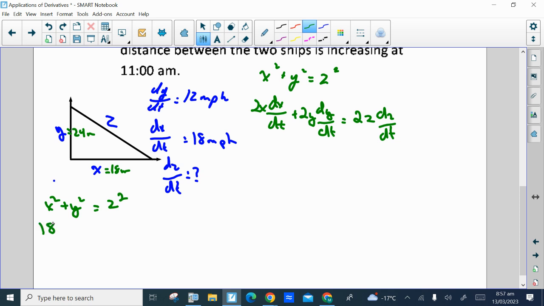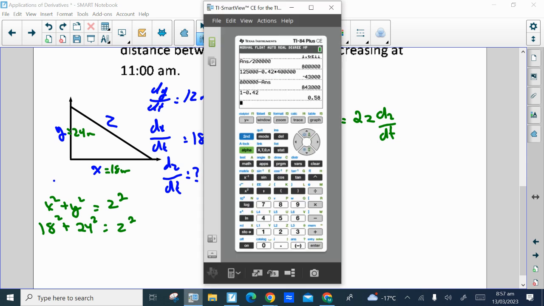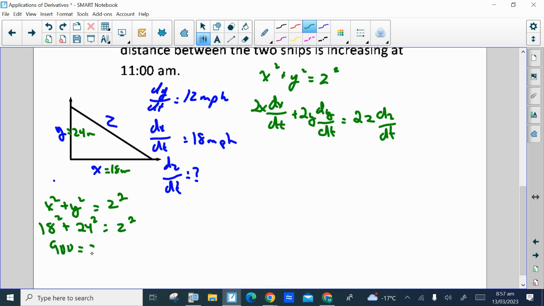We know that at 11 a.m. x is 18, y is 24. So we can calculate what z squared is and then z. 18 squared plus 24 squared is 900. And the square root of that is 30. So at 11 a.m., the two ships are exactly 30 miles apart. But again, we want to know the rate of change for the distance between the two ships.